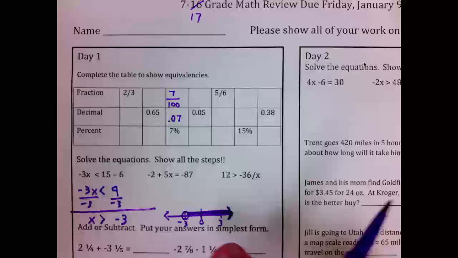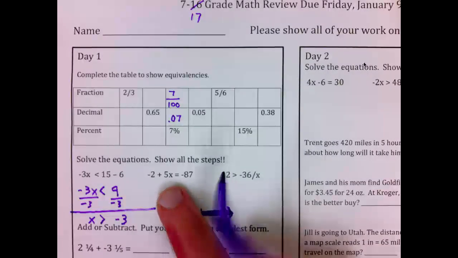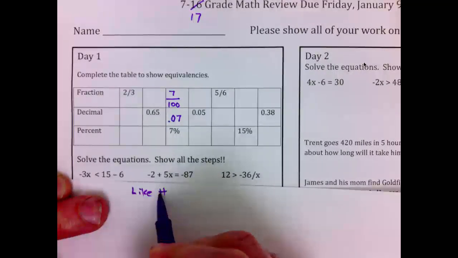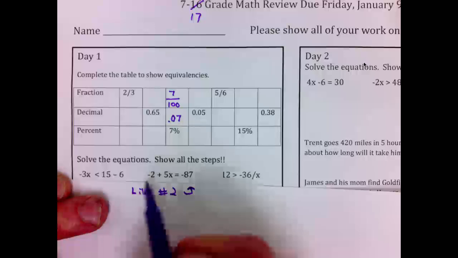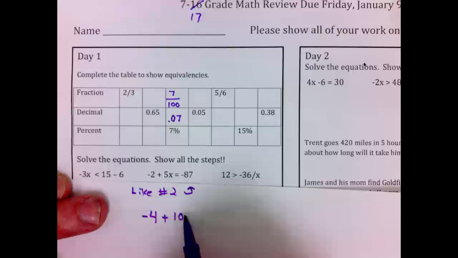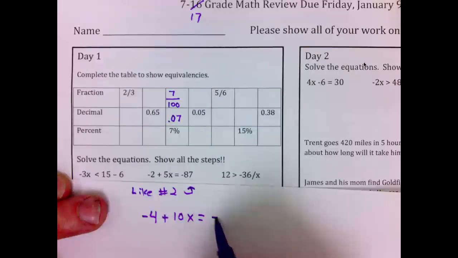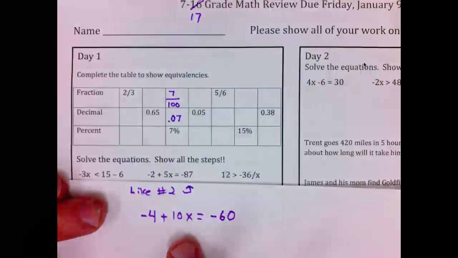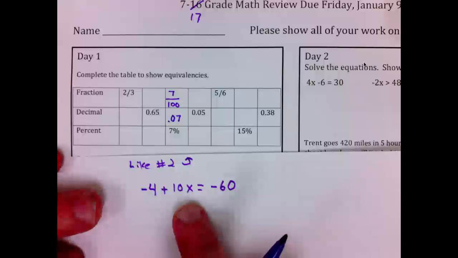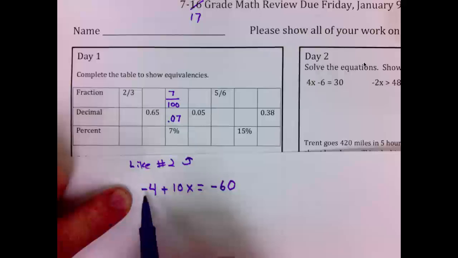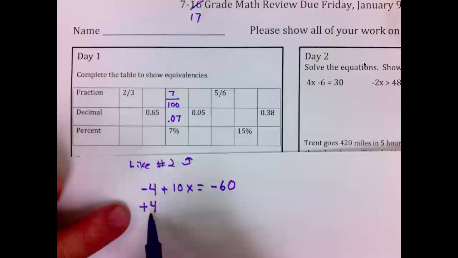Alright, I'm going to do one like number 2 here. I'm calling this problem number 2. So I'm going to change this to negative 4 plus 10x equals negative 60. Okay, well, we want to get the x by itself. So we will first eliminate this negative 4. Since it's a negative 4, we want to undo that by adding 4. This is the additive inverse. Whatever we do to one side, we do to the other.